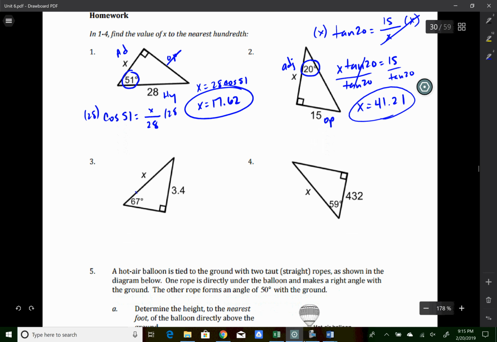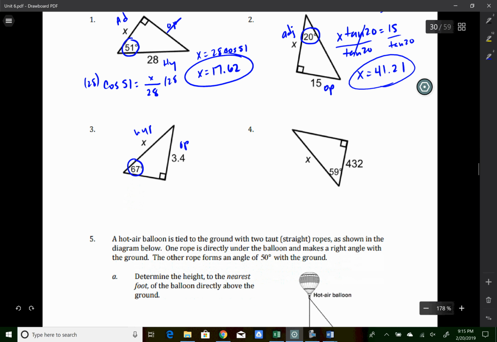The next one, we have 67 as our angle. Opposite is given. Hypotenuse we want. So that's going to be the sine ratio. So I have the sine of the angle is equal to the opposite side, 3.4 divided by x. So again, multiply by the denominator. But I don't want x times the sine of 67. I want just x. So I'm going to divide both sides by the sine of 67.